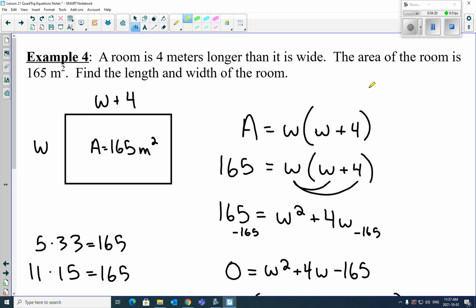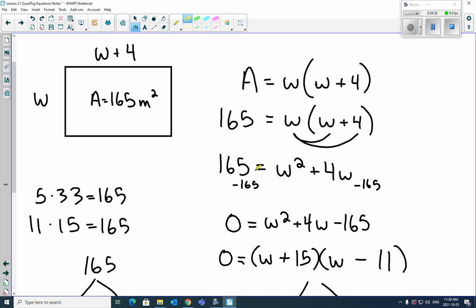And in this case, they tell you that the area of the room is 165 square meters. Well, how do you get area? Well, it's length times width. So in this case, the W is the width, and this W plus 4 is the length. And there we go again, 165. Well, how do we deal with this? Distributive property, right? W times W is our W squared. W times 4 is our 4W.